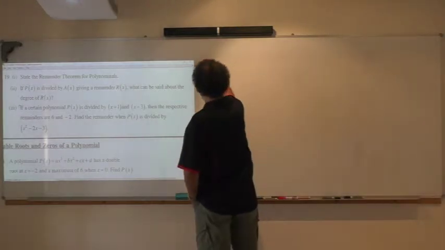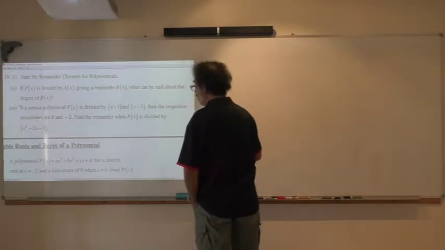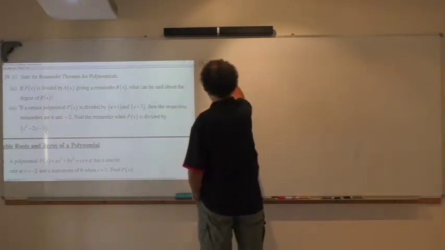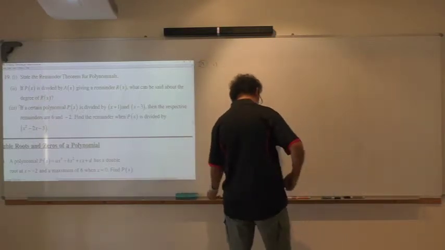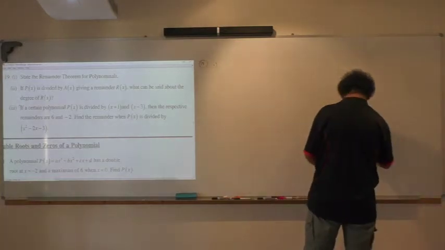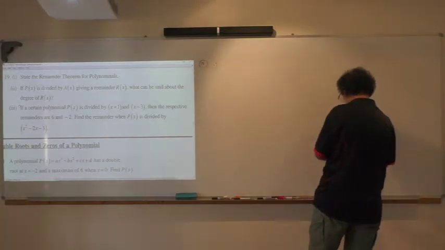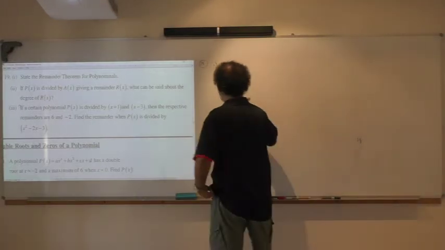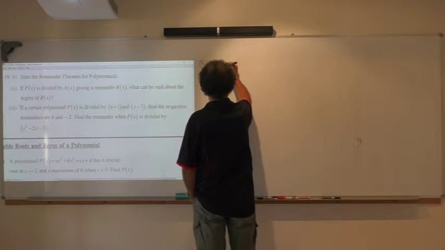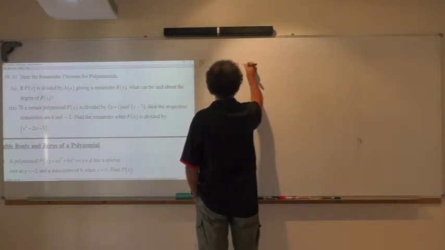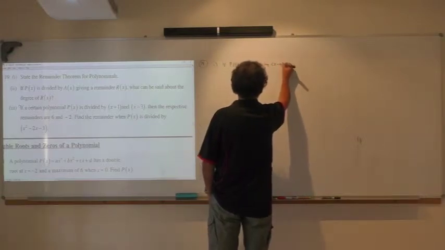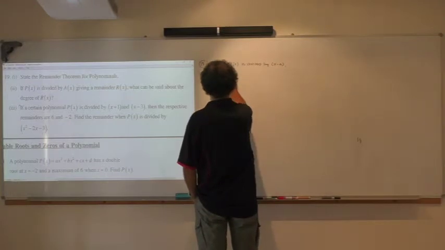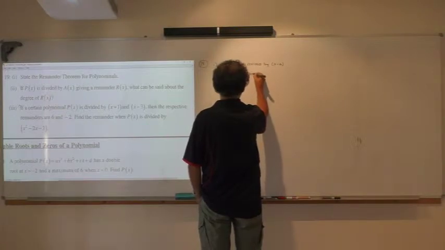Okay, question 19, part I. They say that you have to state the remainder theorem. The remainder theorem says that if P of x is divided by x minus a, P of a is the remainder. That's all it says.